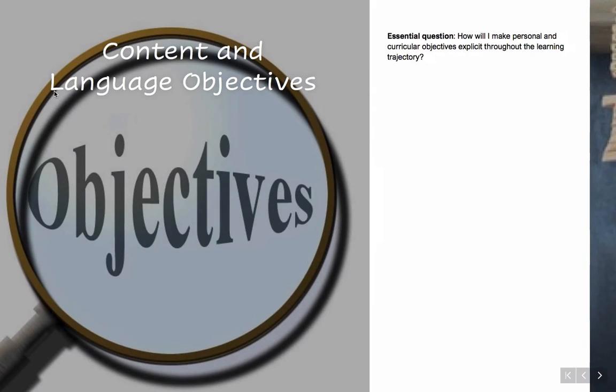The next main concept for this week is, again, looking at content and language objectives and thinking very specifically now how we might make those objectives explicit. So the next essential question is, how will I make personal and curricular objectives explicit throughout the learning trajectory?